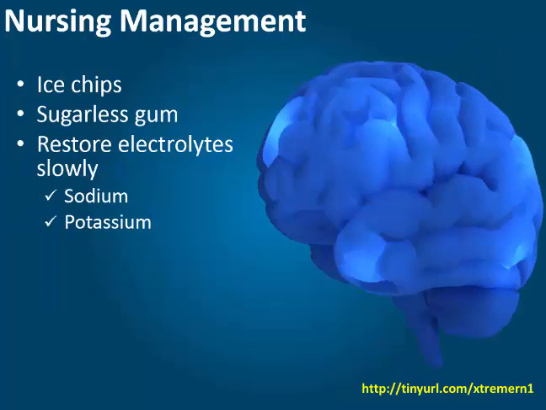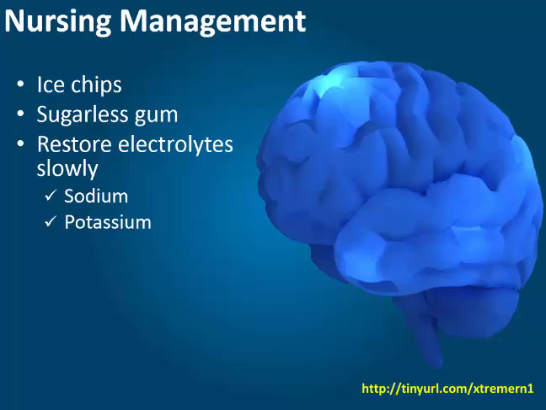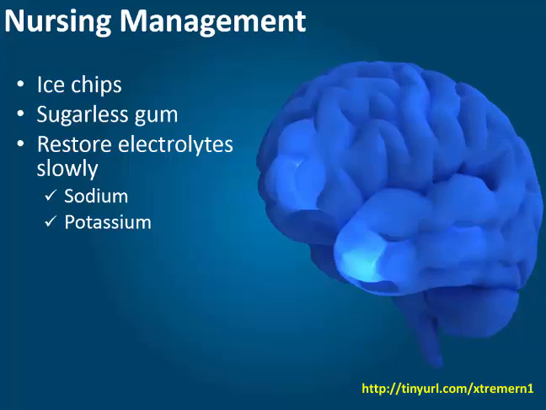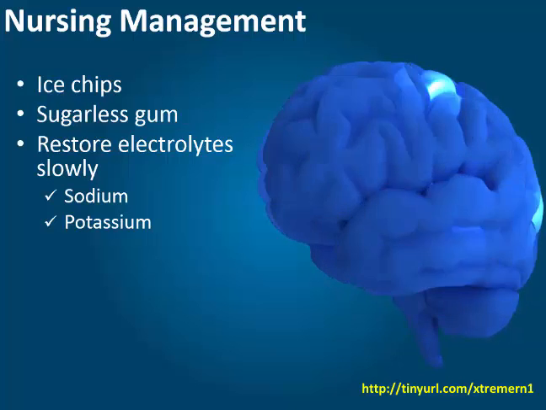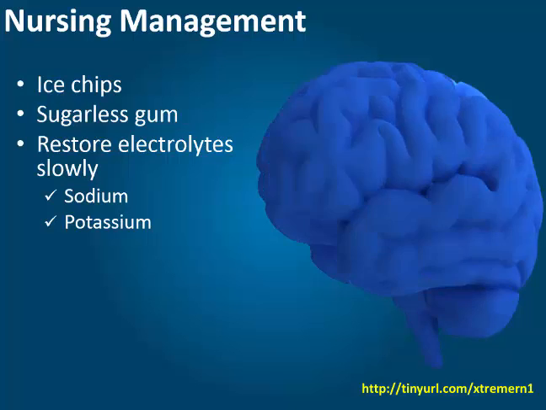The use of ice chips or sugarless chewing gum helps to decrease thirst. The patient should be weighed daily to monitor changes in the fluid balance. The patient will need to be taught to supplement the diet with sodium and potassium, especially if loop diuretics are also prescribed. Restoration of electrolytes must be gradual. If the patient is taking diuretics, the patient should also take sodium and potassium, and these should be taken at mealtime.